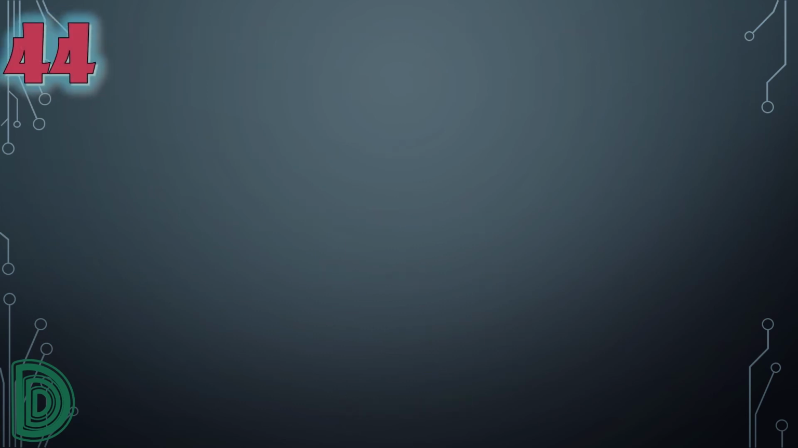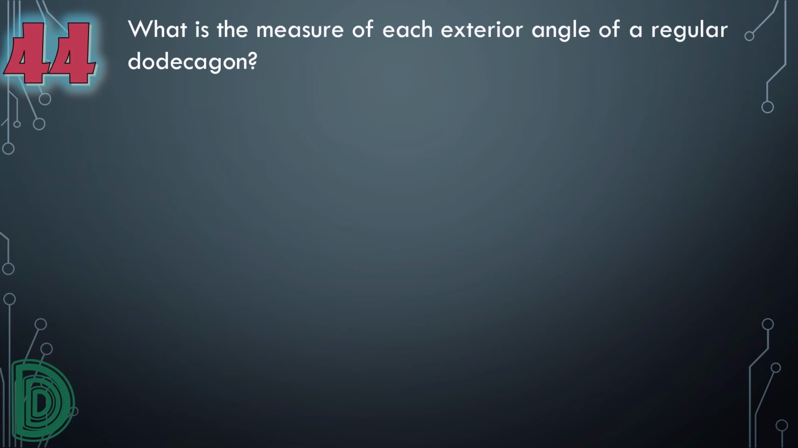Number 44. What is the measure of each exterior angle of a regular dodecagon? In a polygon, the sum of the exterior angles is equal to 360 degrees. A dodecagon has 12 sides. So, if n is the measure of an exterior angle of a dodecagon, then we have 12n is equal to 360 degrees. We divide both sides by 12, therefore n is equal to 30 degrees.